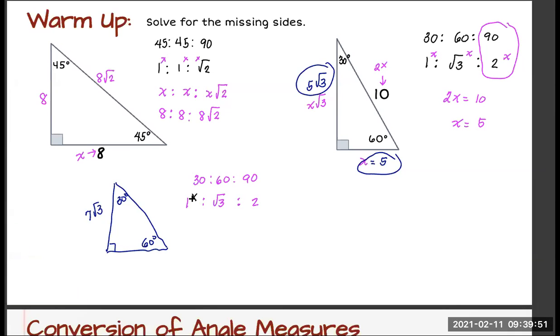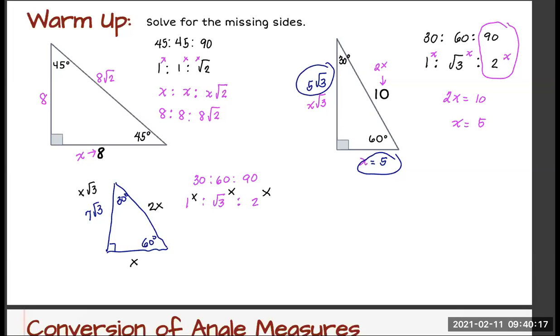we're multiplying that by x, which means that the side opposite the 30-degree angle is x. Side opposite the 30-degree angle is x. The side opposite the 60-degree angle is x square root of 3, right? And the side opposite the 90-degree angle is 2x.